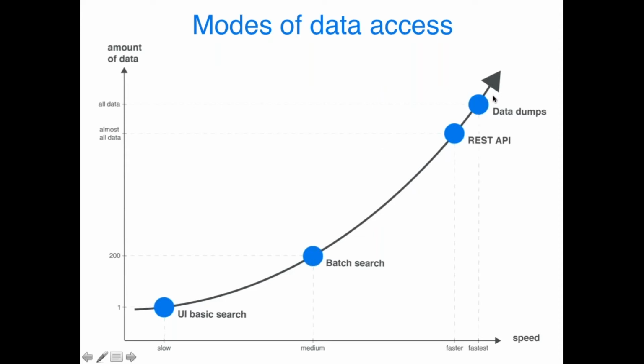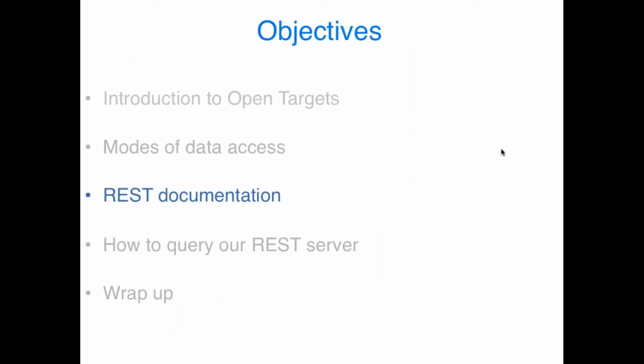However, if you want to get hold of the entire datasets that we've got in Open Targets, the best way to go forward is to use our data dumps. That's the fastest way, and you can get hold of all of our data. But if you want almost all of our data, but not quite everything, the REST API is the best way to go. And this is what we are going to focus on from now on.